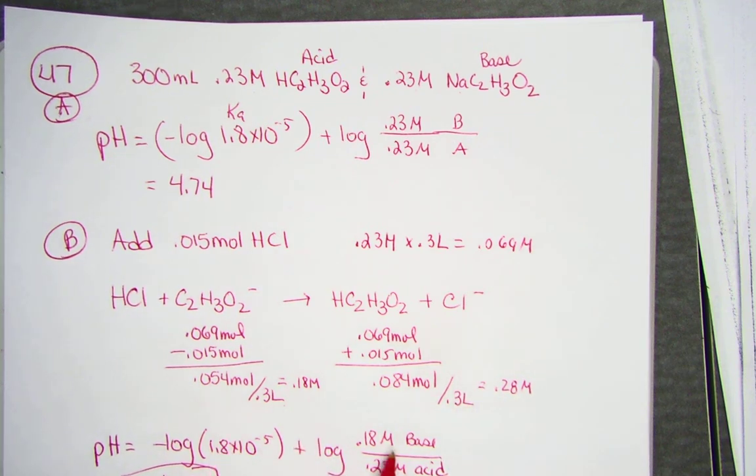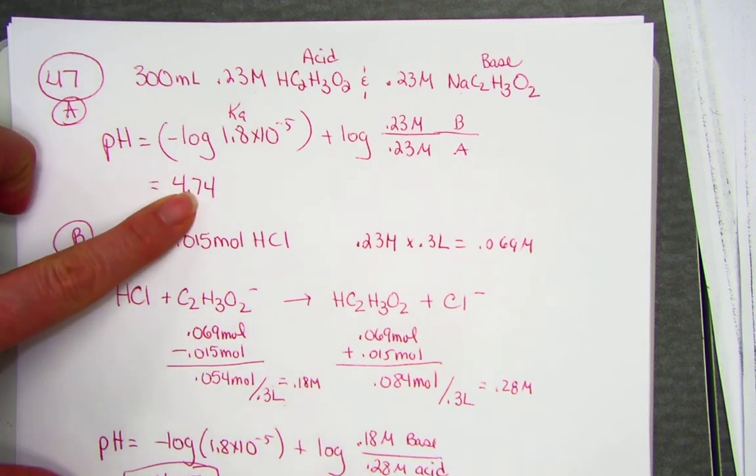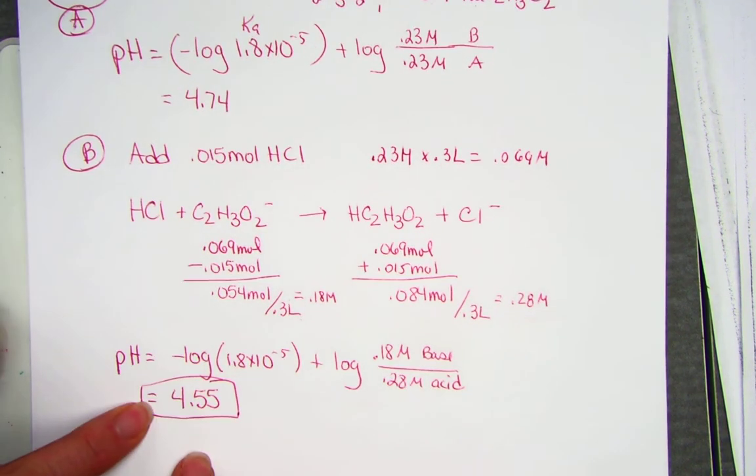Moles over volume of the base over acid. The base got consumed, the acid got made. pH is negative log of the Ka, this is called pKa, plus the log of the new ratio of base over acid, and the pH now is 4.55. Adding acid made the pH go down a little bit.